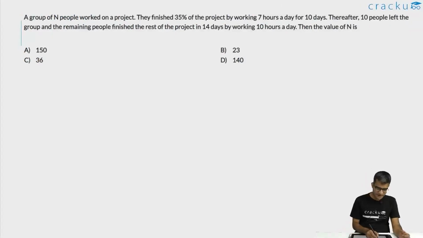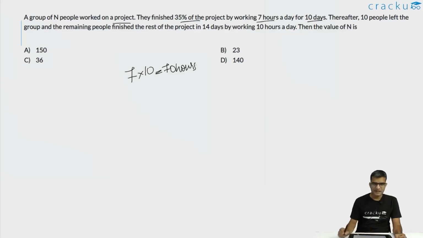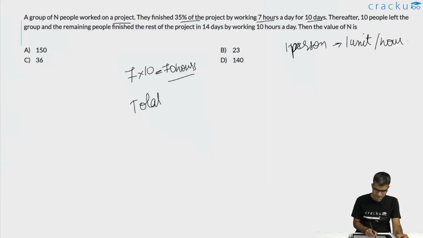In this question, we are told that N people worked on a project and they finished 35% of the project by working for 7 hours a day for 10 days. So what is the total number of hours these guys have worked? These guys have worked for 7 into 10, which is equal to 70 hours. Let us assume that one man or one person over here does 1 unit of work per hour. So in this 70 hours, the total work that is done is equal to 70N, because N people worked for 70 hours.